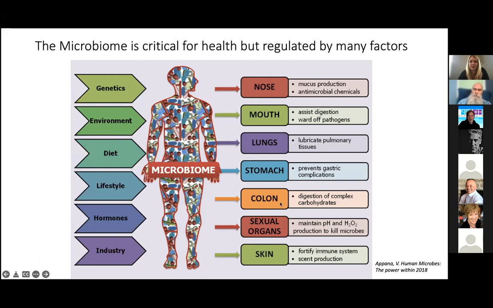And then we have all these microbiomes, and it's extremely important for these microbiomes to exist and do things like lubricate our pulmonary tissues, which we need. They help ward off pathogens, and they assist in digestion. It's extremely important for things like complex carbohydrates in the colon that wouldn't actually be digested if it wasn't for our microbes.